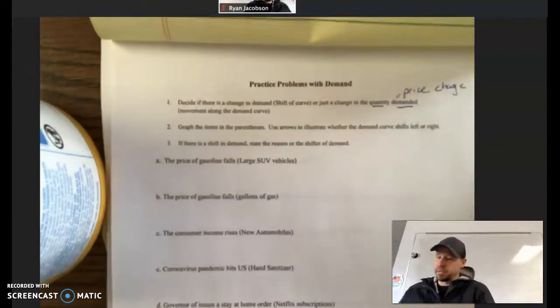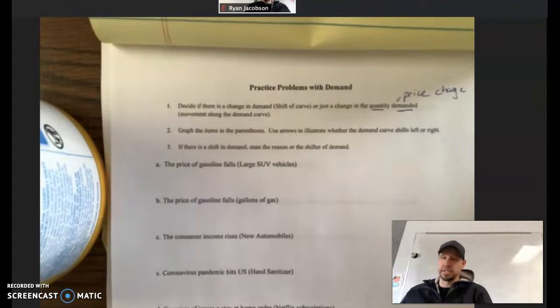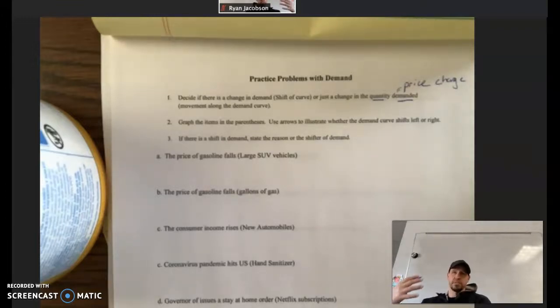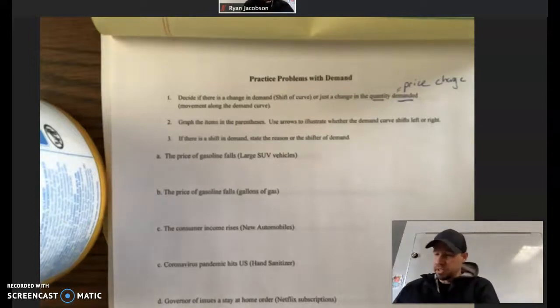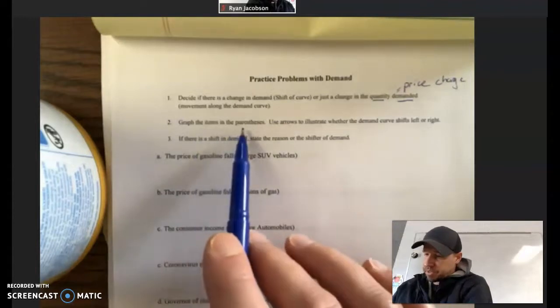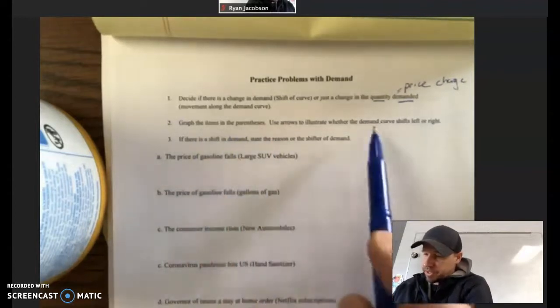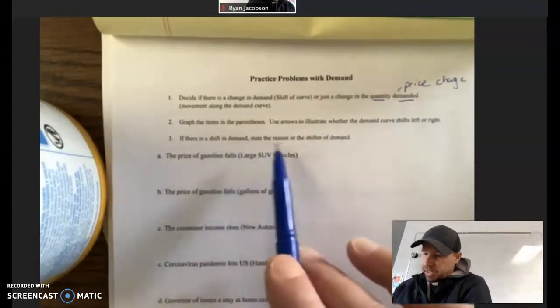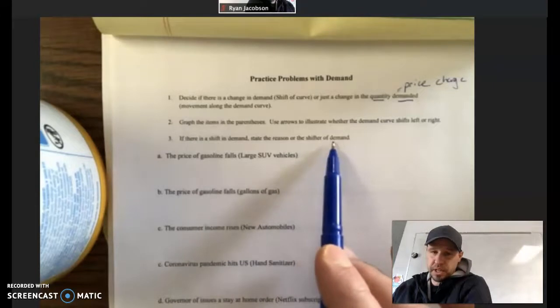And if you remember from either your reading or from the lessons, there are those 5 factors that shift the demand curve: change in consumers' income, change in expectations of the future, change in the size of the market or number of buyers, change in the prices of related goods, and change in consumers' attitudes or tastes. So that's what you're looking for here. We've got to graph the item in parentheses and then use an arrow to illustrate whether the demand curve shifts left or right. And if there is a shift in demand, you've got to state the reason. So that's the shifter of demand that we're just talking about here.